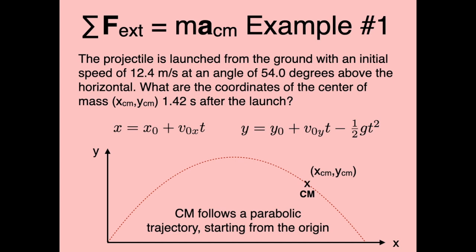So the first step here is, we know how fast the projectile is launched. It's 12.4 meters per second. And we know it's launched at an angle of 54 degrees above horizontal. And we know now that the center of mass is going to move just like a projectile, so it's going to follow this parabolic trajectory that you see in the diagram, and it's going to obey these equations of projectile motion that we've seen before. So what we're going to do is calculate the x and y position of the center of mass of this system at t equals 1.42 seconds.